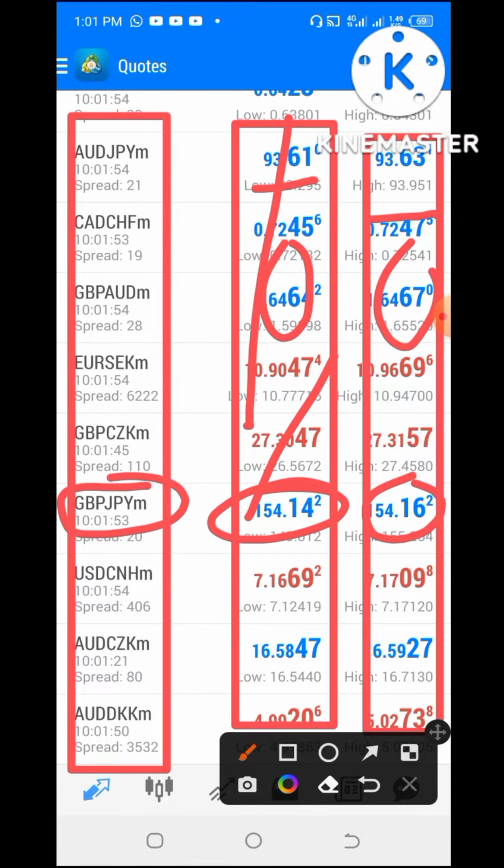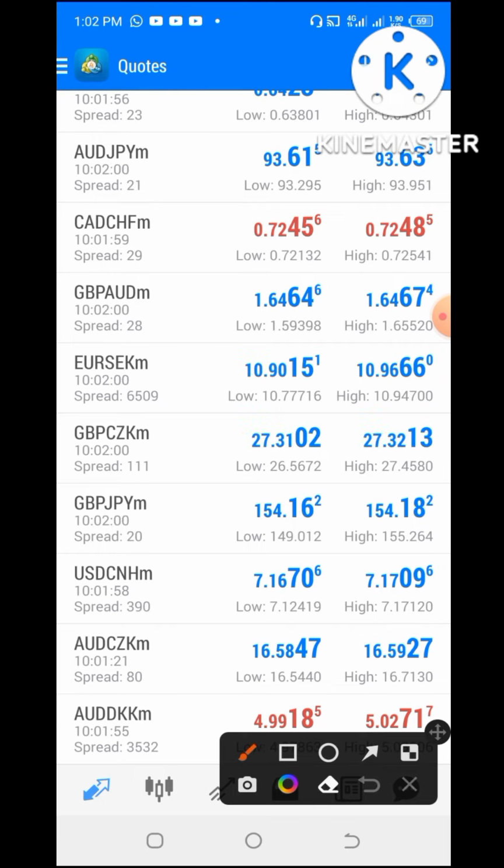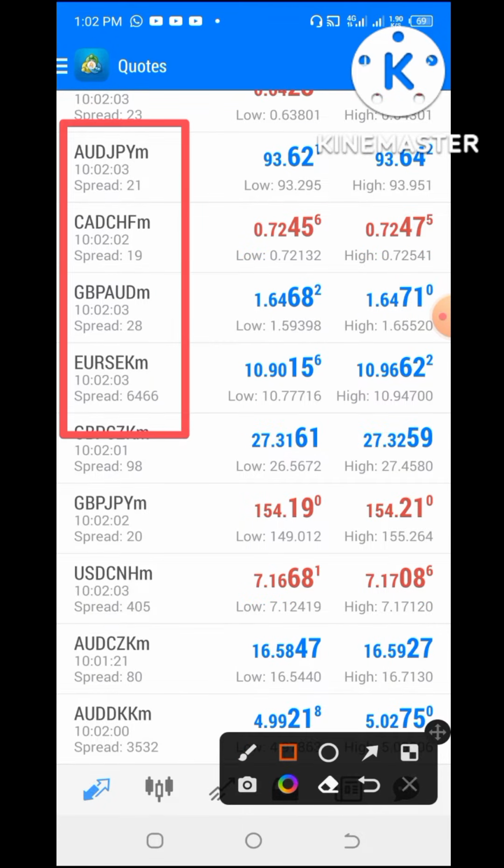Now I'm going to explain something again. In the currency pairs I'm talking about here, you can see that in this pair, we have two currencies, like AUD and JPY, that's an Australian dollar versus a Japanese yen. There are two currencies in each currency pair.